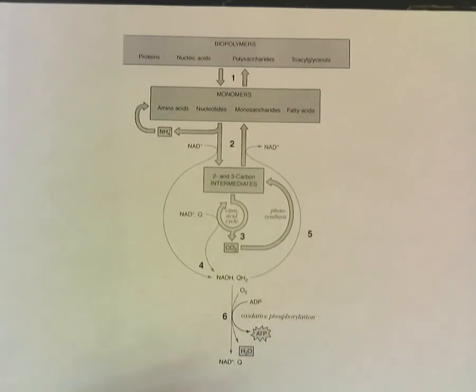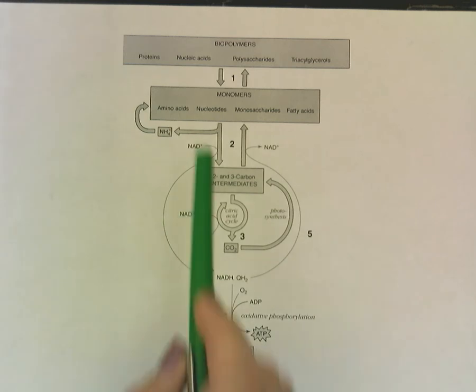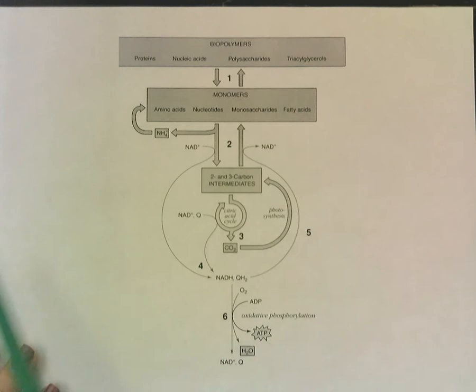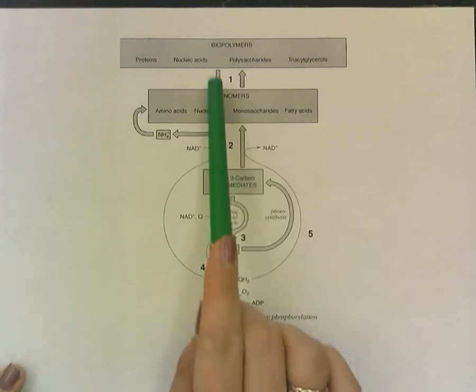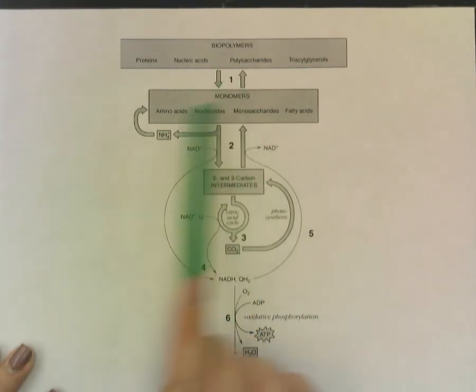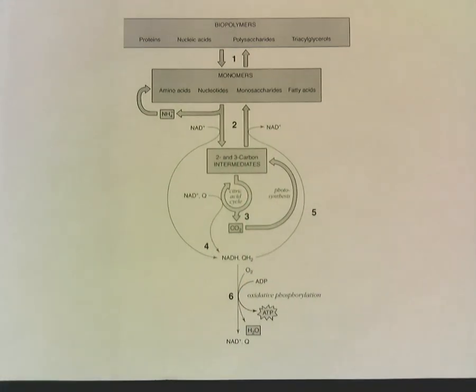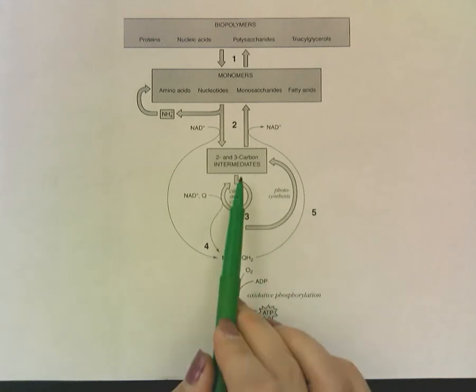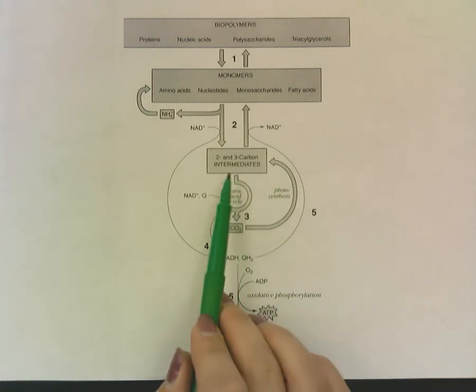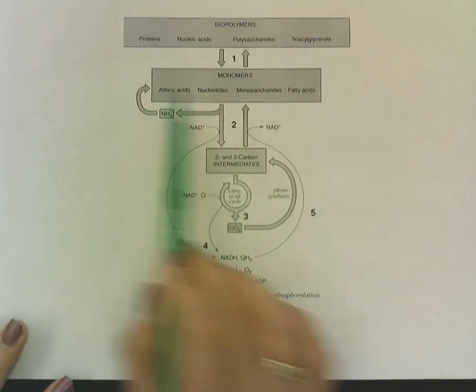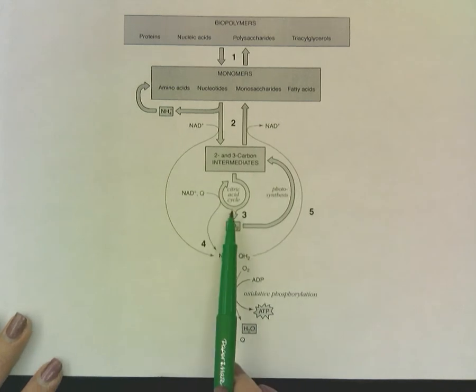just as a quick review of everywhere we're going to be in the next 4 or 5 weeks. We have our 4 categories of biopolymers: proteins, nucleic acids, polysaccharides, and triacylglycerides. Those will be broken down through a variety of mechanisms to become our monomers: amino acids, nucleotides, monosaccharides, and fatty acids. These monomers can then enter a variety of different cycles and become 2 or 3 carbon intermediates, some of which just return to the monomeric form, some of which will enter our citric acid cycle.